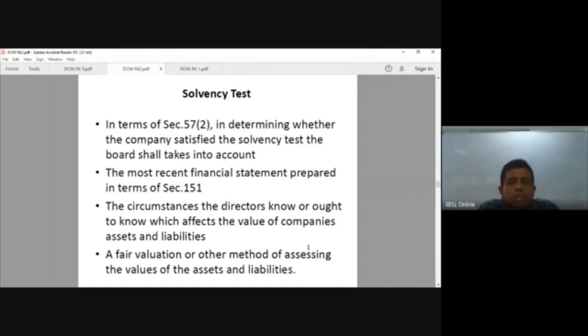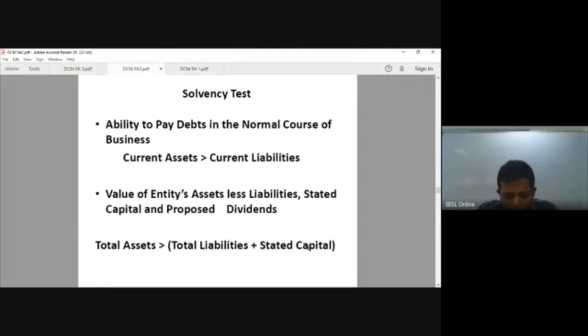Number one, the most recent financial statement prepared in terms of section 151. Then the circumstances the directors know or ought to know which affect the value of the company's assets and liabilities, right? Once you distribute these funds among shareholders, what will happen to the assets and liabilities of the company? And a fair valuation or other methods of assessing the values of the assets and liabilities, right? Now, this is the test you have to do before distribution of a dividend, right?